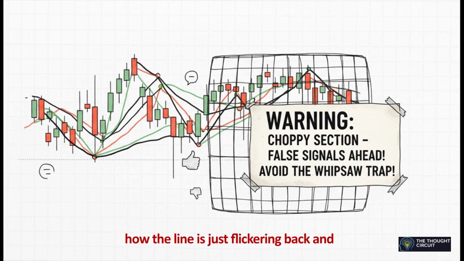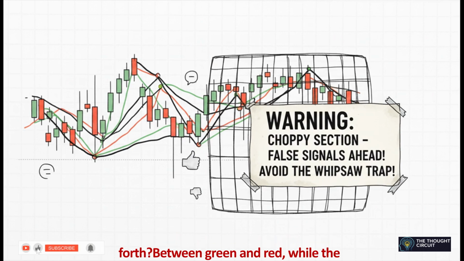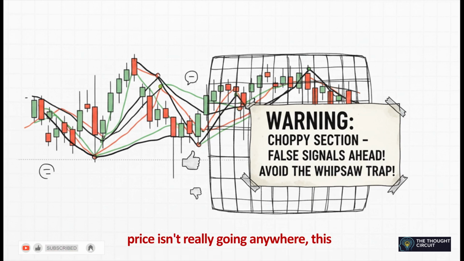And now look at this messy section over here. See how the line is just flickering back and forth between green and red while the price isn't really going anywhere? This is that sideways market trap we were just talking about. This is the indicator's blind spot, and it's the perfect example of why you can't just blindly follow its signals without getting a second opinion from another source.